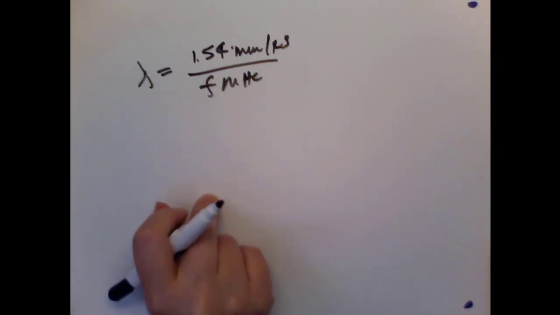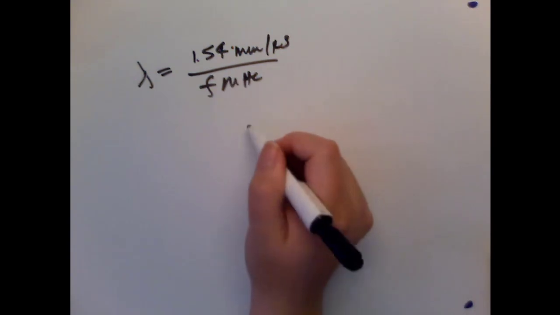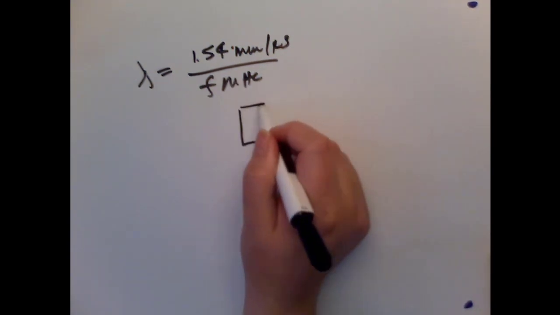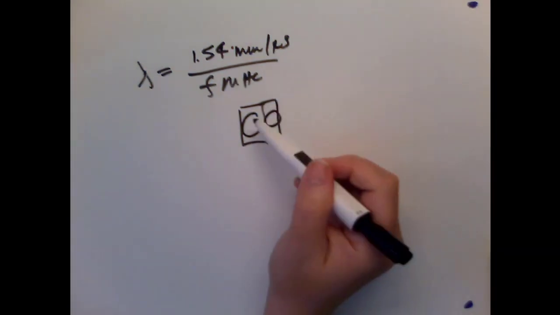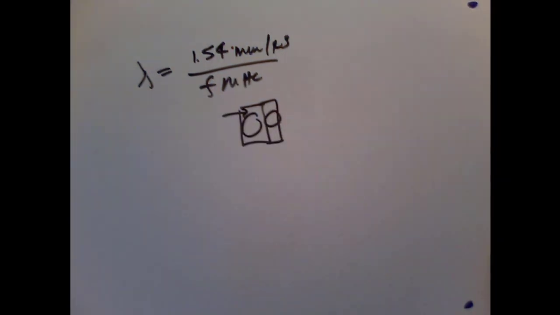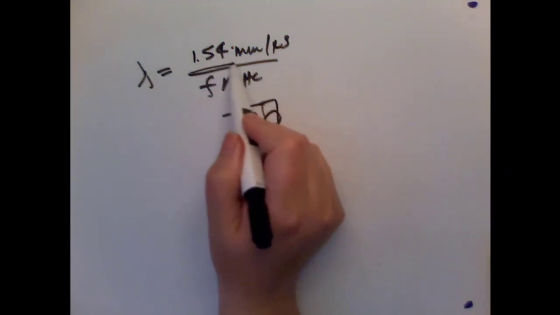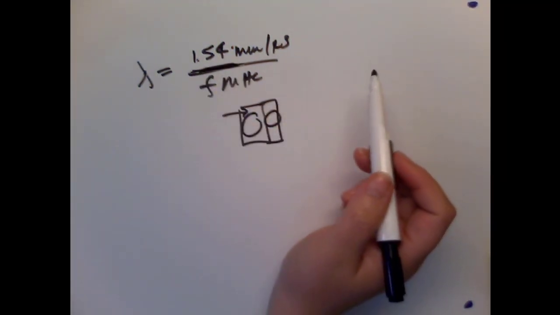So it's a little bit trickier to necessarily calculate out what the wavelength should be of the PZT or of the matching layer, because the speed through these two materials is different than this 1.54.